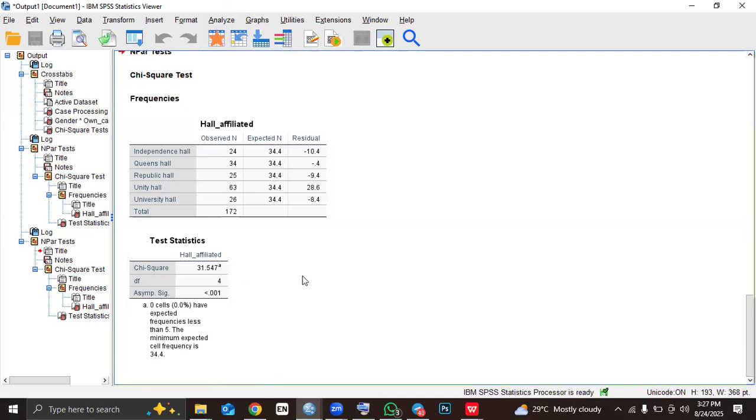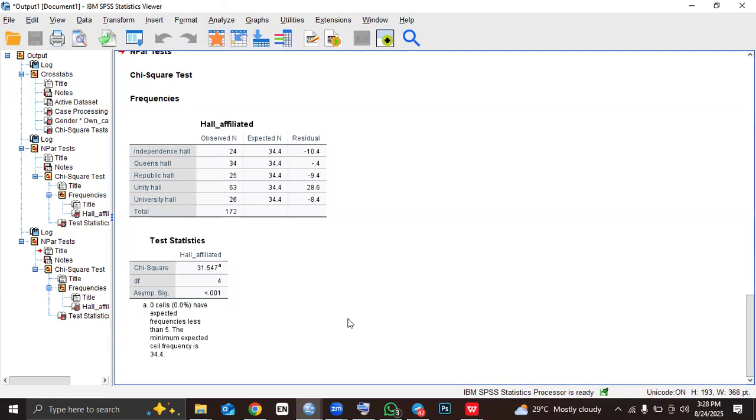What does this mean? In order to calculate degree of freedom for goodness of fit, the formula is the total number of test categories minus 1. So the number of categories we have, that is the number of halls, is 5 halls. If we subtract 1 from it, then we get 4. That's why the degree of freedom is 4.